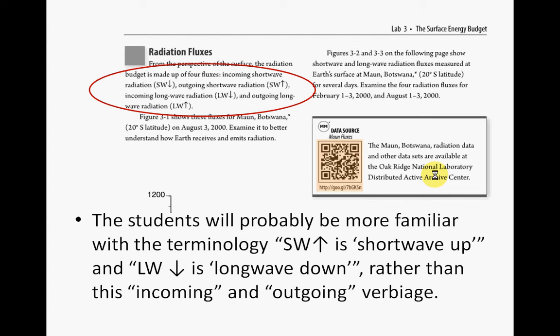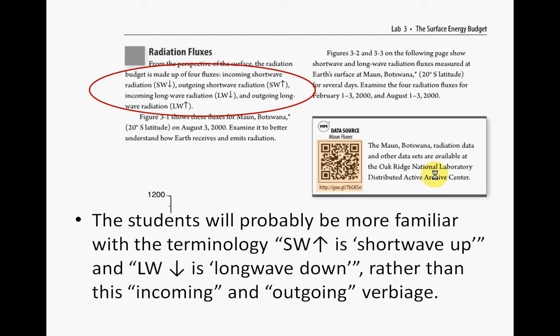And see these symbols, SW up, SW down, LW up and LW down. Those are pretty standard notations, at least in education and atmospheric sciences. Your book, the lab manual, uses slightly awkward words here. I mean, they're actually technically right. Incoming shortwave radiation being SW down would be radiation coming from the sun and reaching the surface of the Earth.